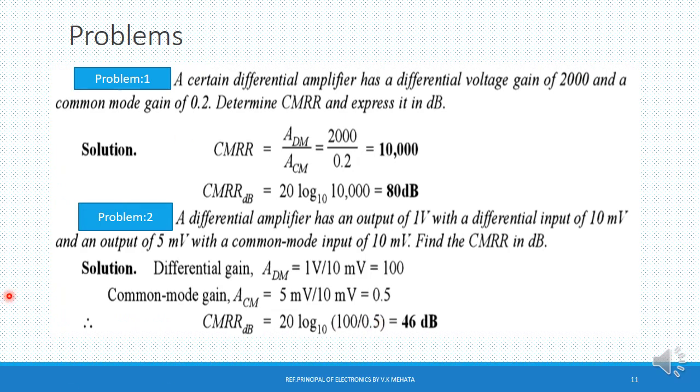equal to 46 dB. So here, ADM and ACM are not given directly. Using the formulas you have to find out the ADM and ACM. After finding the ADM and ACM, you are going to find the CMRR, and that is converted into dB.